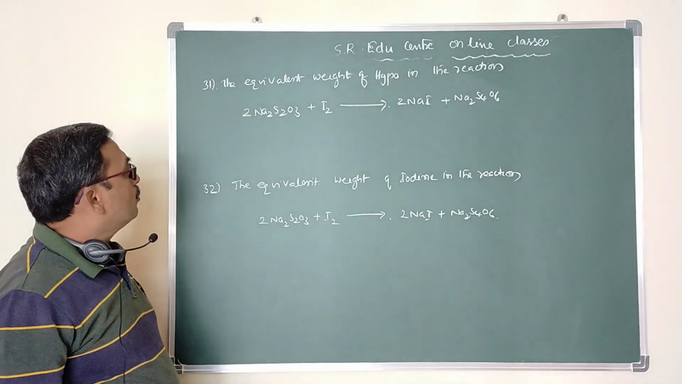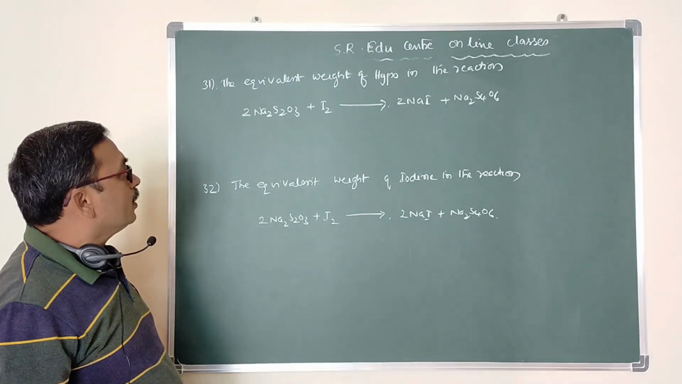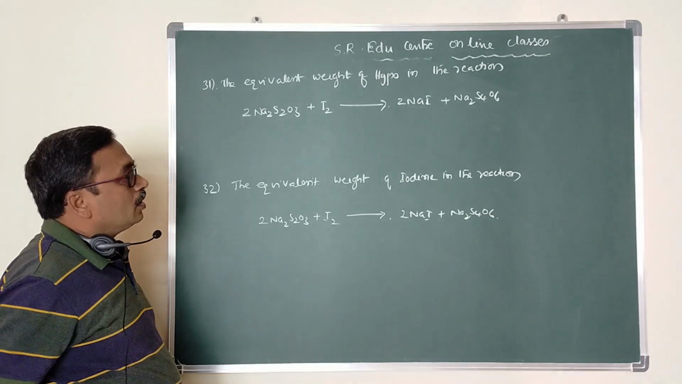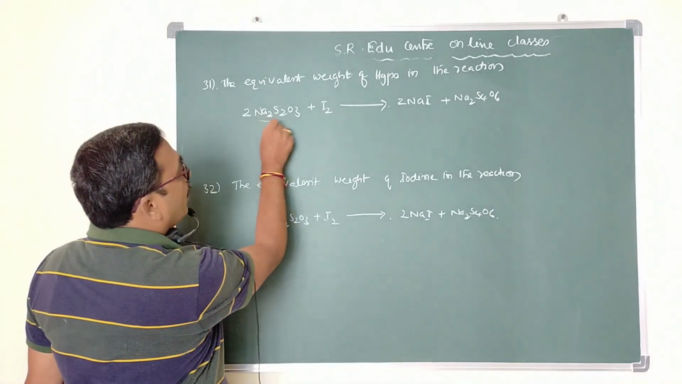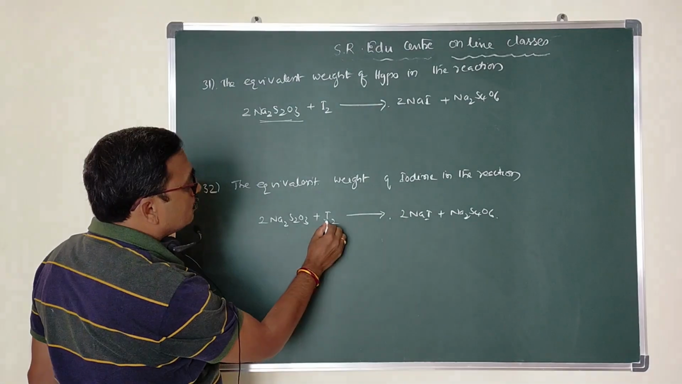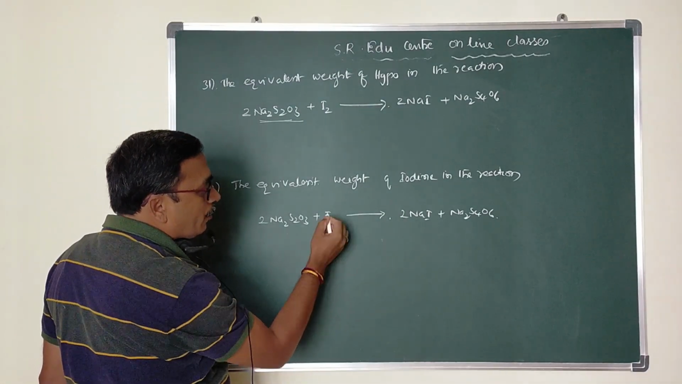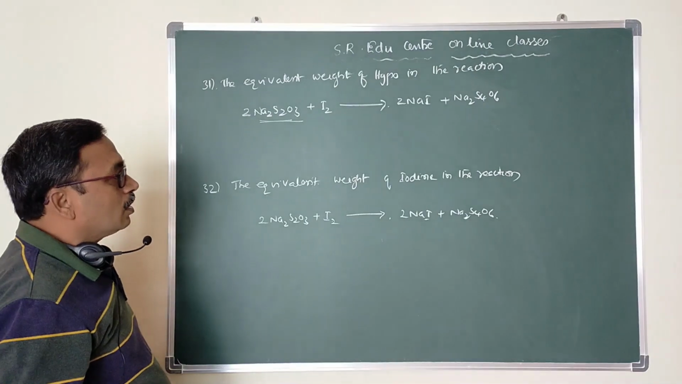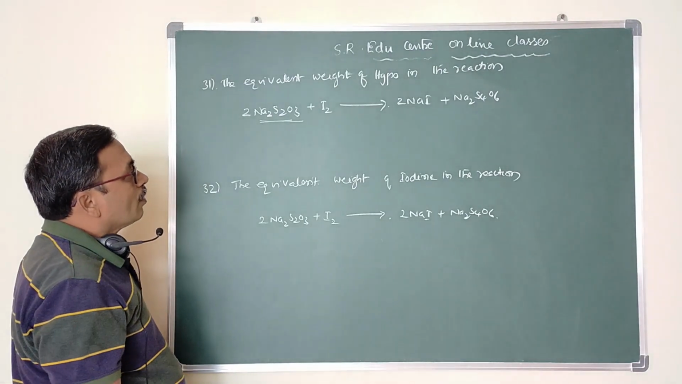Students, question numbers 31 and 32 are identical. In question 31 we have to find the equivalent weight of hypo, that is Na2S2O3. In question 32 we have to find the equivalent weight of iodine. But both questions are almost identical.